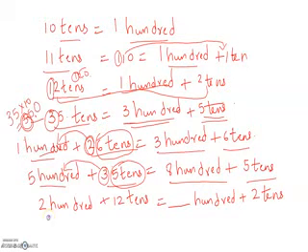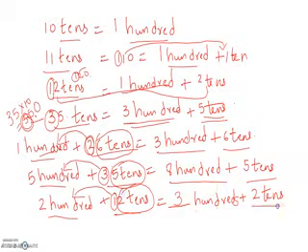Now look at the next one. 200 plus 12 tens. In this 12 tens, this 1 is actually in, yes, it is in the hundreds place. So this 200 plus this 100, it is 2 plus 1, 3. 300 plus how many tens? 2 tens. So this is how we can regroup numbers from hundreds to tens.